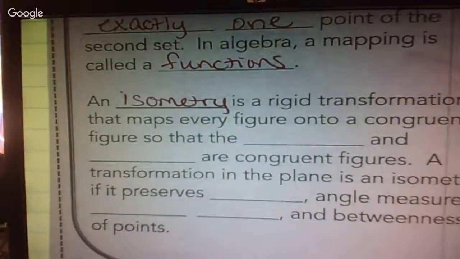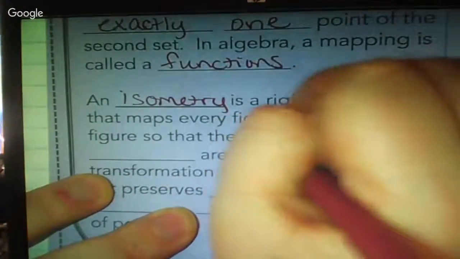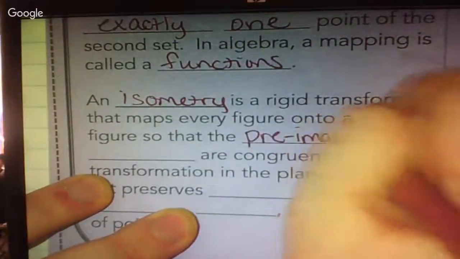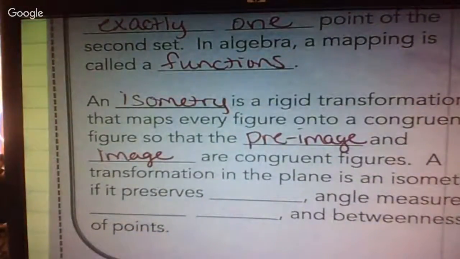Okay, an isometry. That word's going to come up again, guaranteed. An isometry is a rigid transformation that maps every figure onto a congruent figure so that the pre-image and the image are congruent. So in other words, your two figures don't get any bigger or any smaller. They just move. They're still the same size, same shape. They just look different because they've been moved.